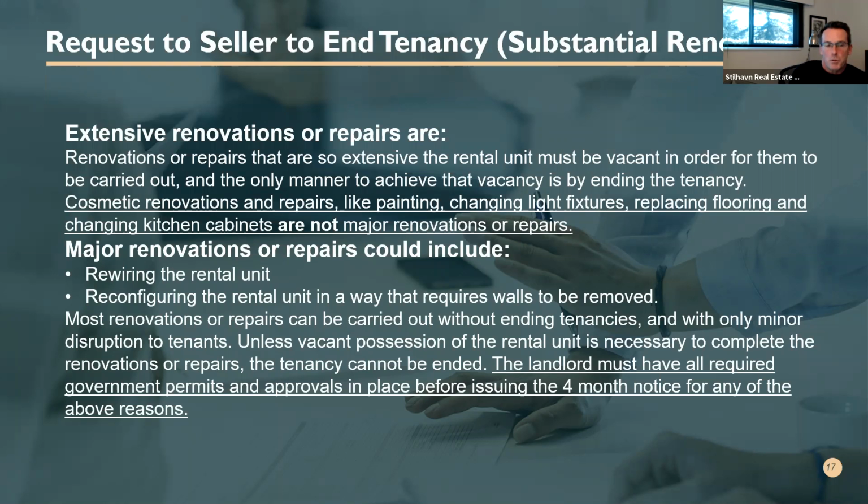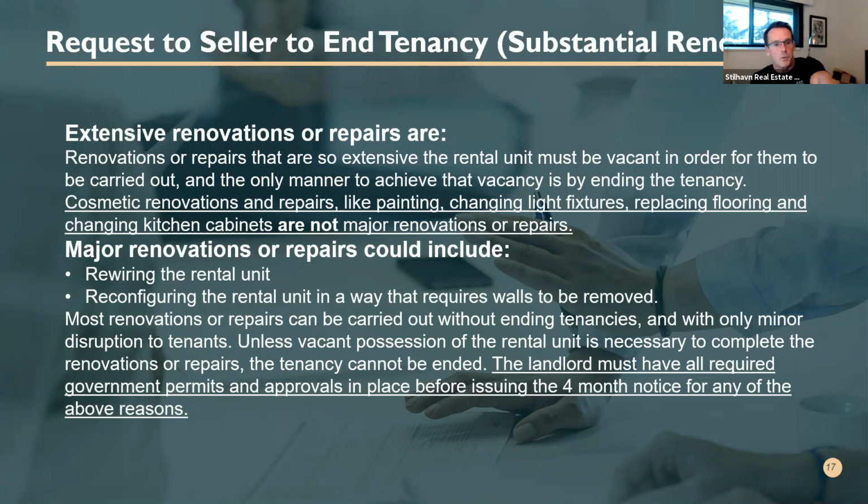Cosmetic renovations, which is what most people are contemplating, like minor repairs, painting, changing light fixtures, flooring, cabinets, that kind of stuff, are not considered major renovations. You wouldn't be able to use the substantial renovation clause. But rewiring the unit, replumbing the unit, reconfiguring and moving walls, that would all be considered substantial renovation. So just make sure that you're aware of that, because I do sometimes hear, because the buyers may not be aware of that, they say, well, we can get rid of the tenant based on substantial renovation. Well, you probably can't, so just be careful about that. I just wanted to mention it quickly in case anyone was confused about that.